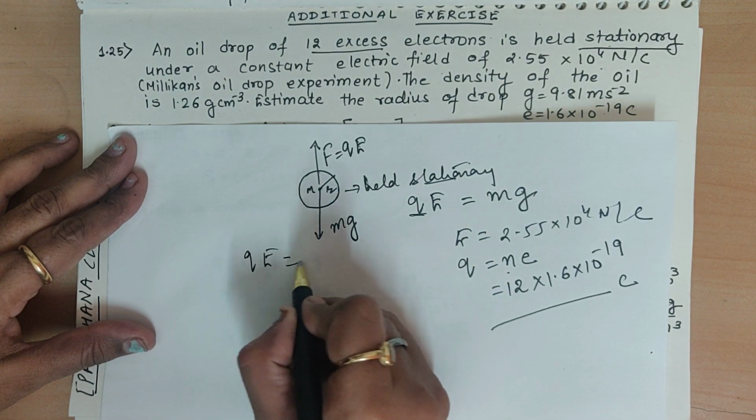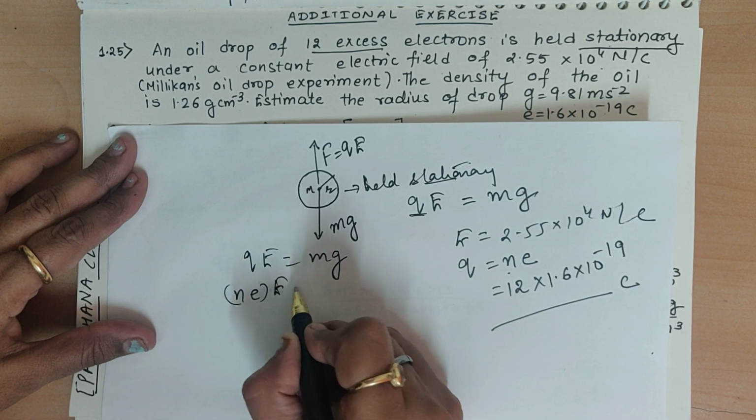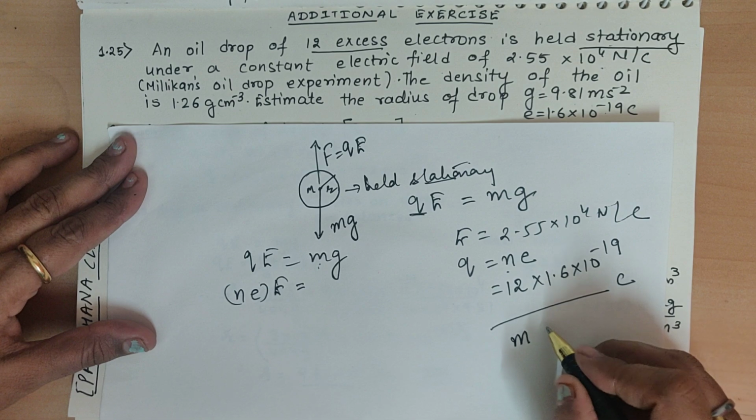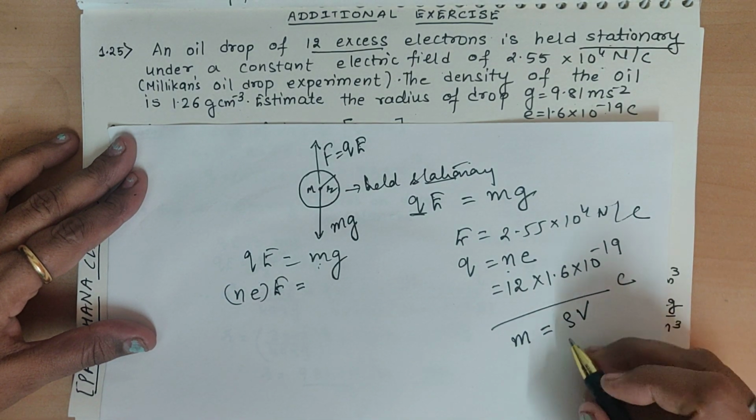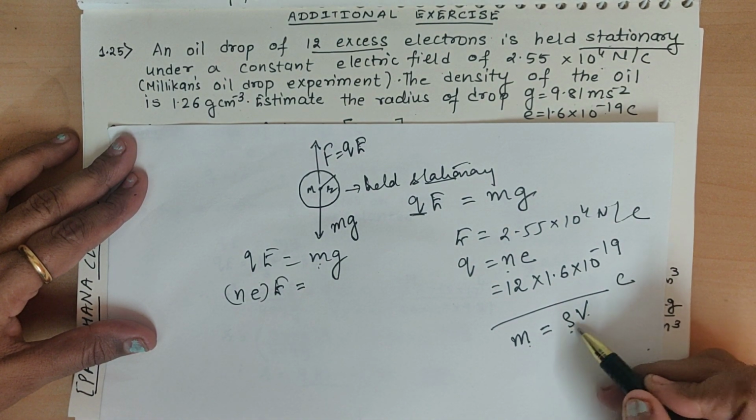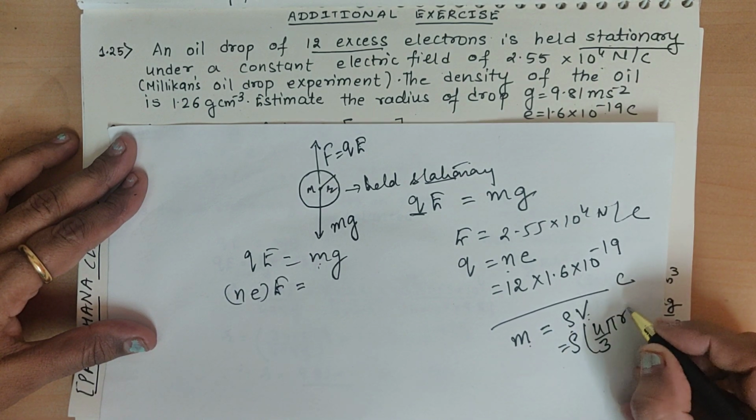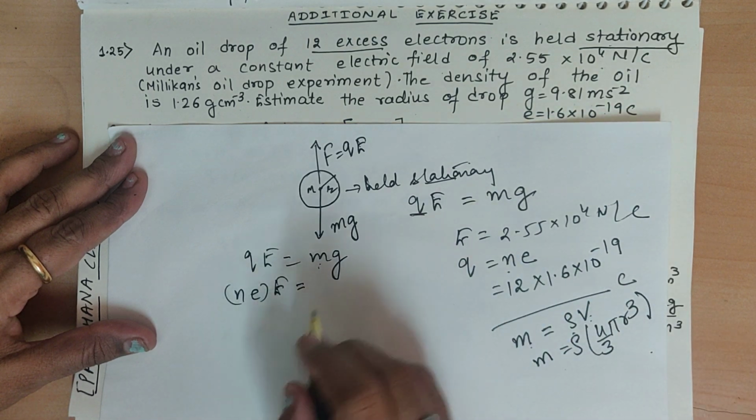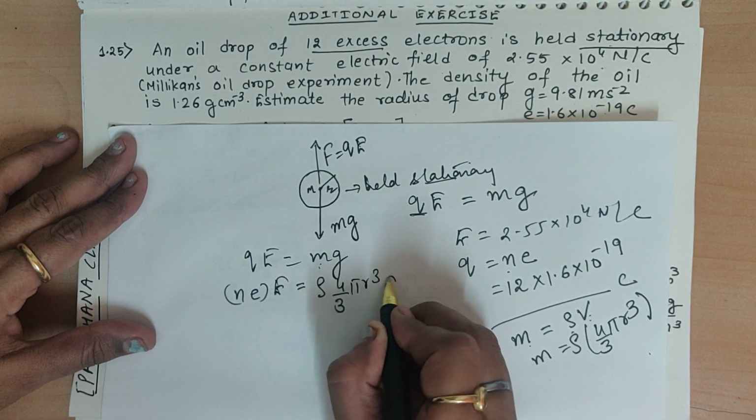qE is equal to mg. q is equal to ne. Here we can write, now mass can be converted this way also. You know, mass is equal to density into volume. You know that density is mass upon volume, therefore mass is equal to density into volume. And what is the volume of the sphere? 4/3 π r cube. Fine. So mass can also be replaced in this form, ρ 4/3 π r³ into g.